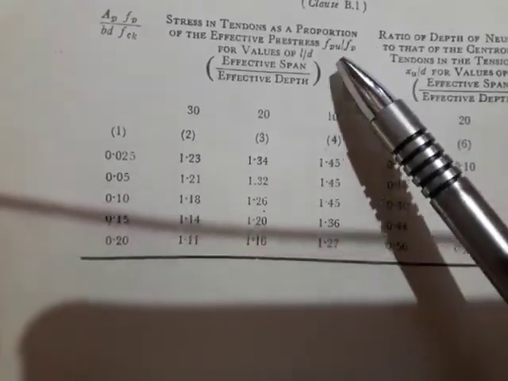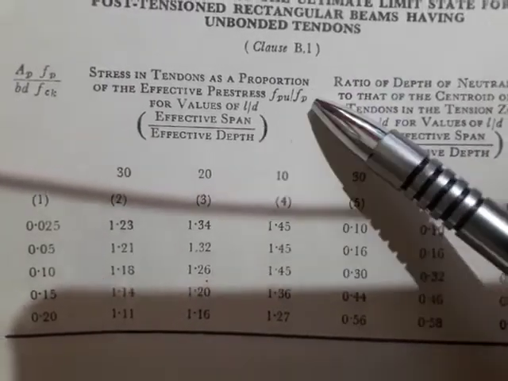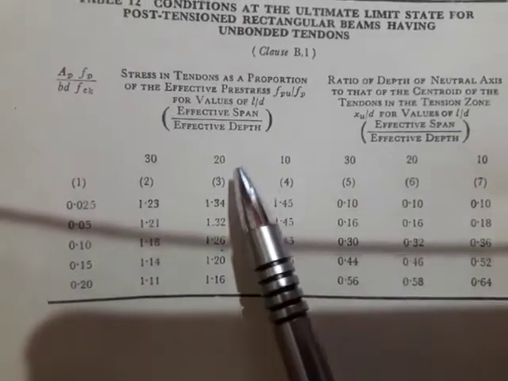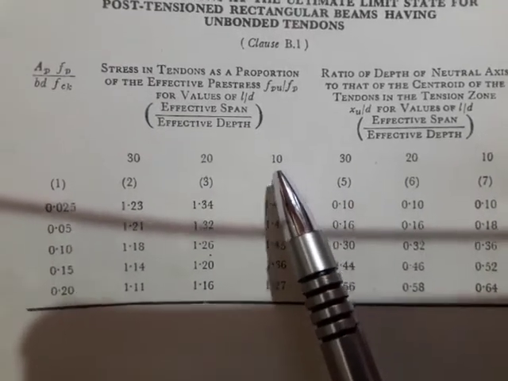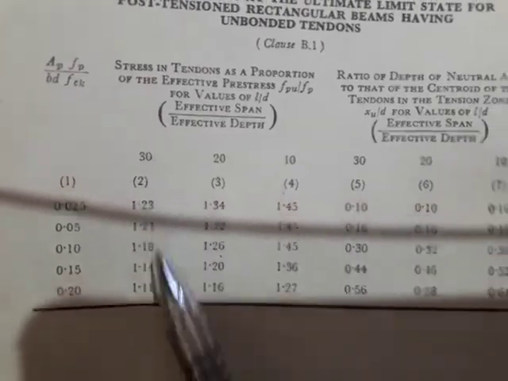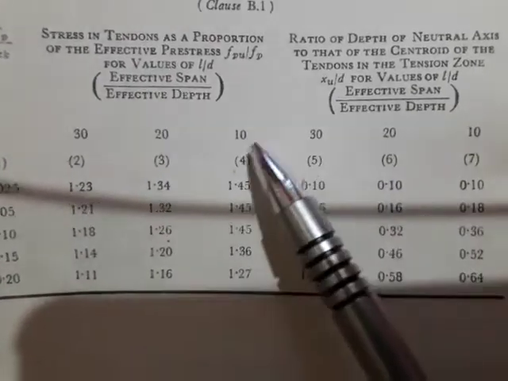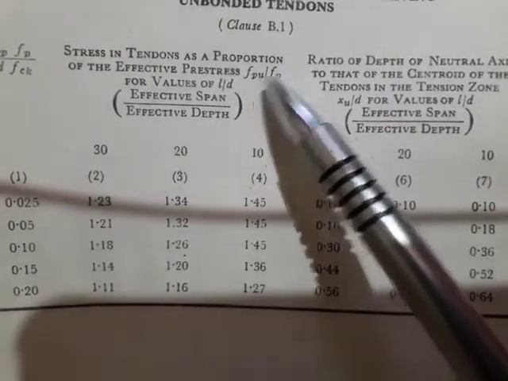Now I want to calculate FPU by FP value. Here he has given 30, 20, 10. What is this? This is your L by D ratio. For L by D ratio of 30, these are the values. For L by D equal to 20, these are the values. And for L by D equal to 10, these are the values of FPU by FP.